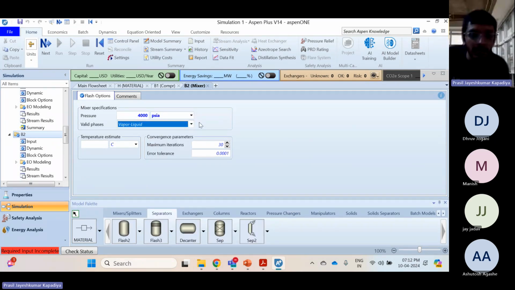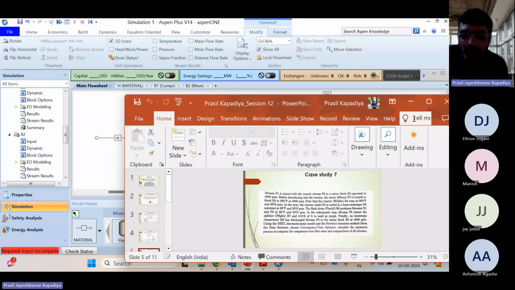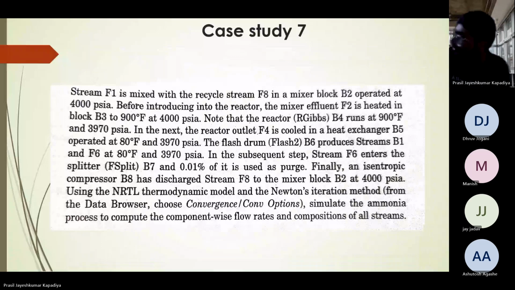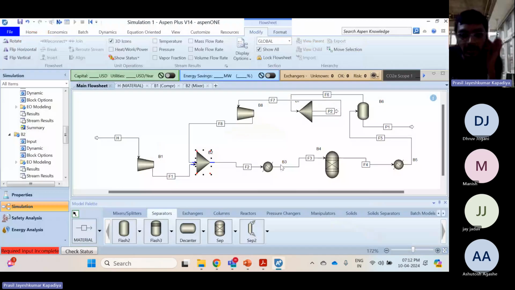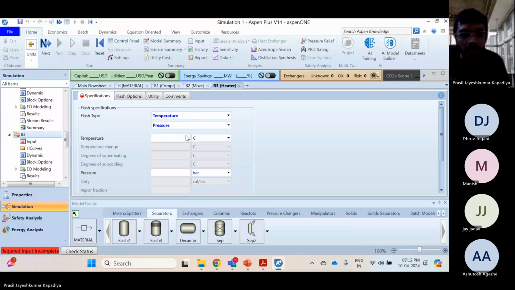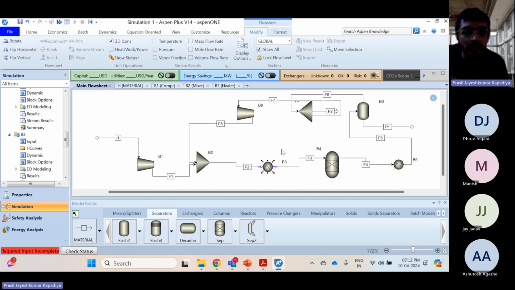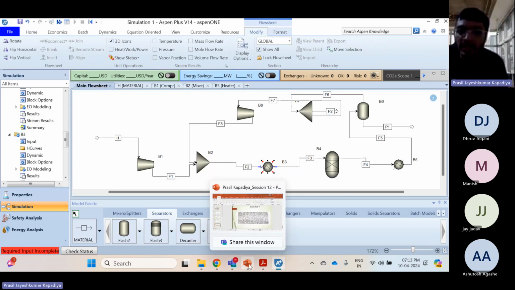I will show it. 4000 psi. Valid phases are vapor only, not vapor-liquid, but it won't matter. Have a look. Done, sir. Now it is heated to 900 Fahrenheit and 4000 psi. So here 900 Fahrenheit and 4000 psi.